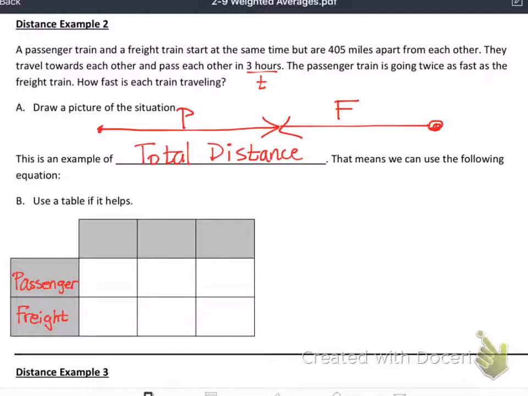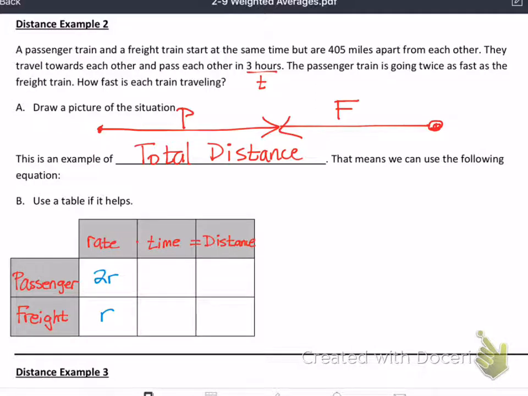And again, we have rate times time is equal to the distance. So that's my chart, and I'm just going to fill in the table. Okay, so my rate of the passenger train, we don't know it, right? But it says it's going twice as fast as my freight train. So if my freight train, let's say, is R, which I don't know, my passenger train is going twice that speed. So twice that speed means it's 2 times R.